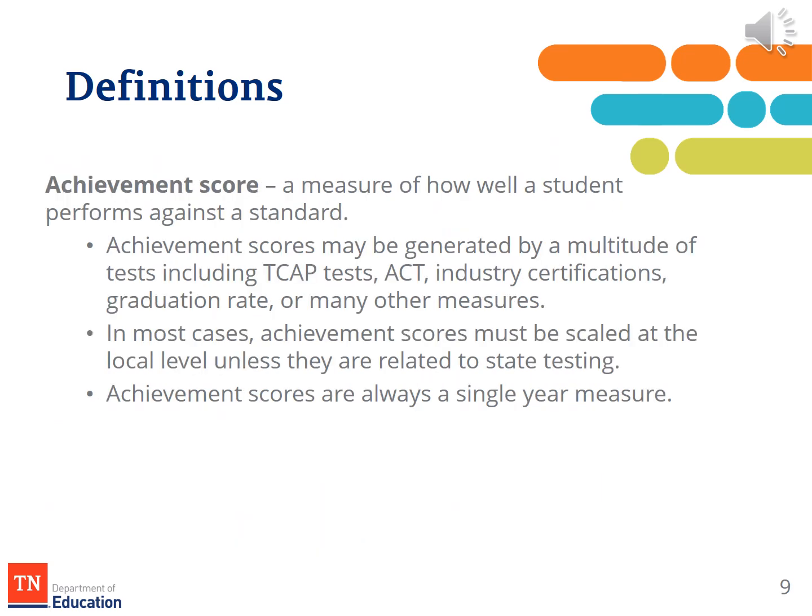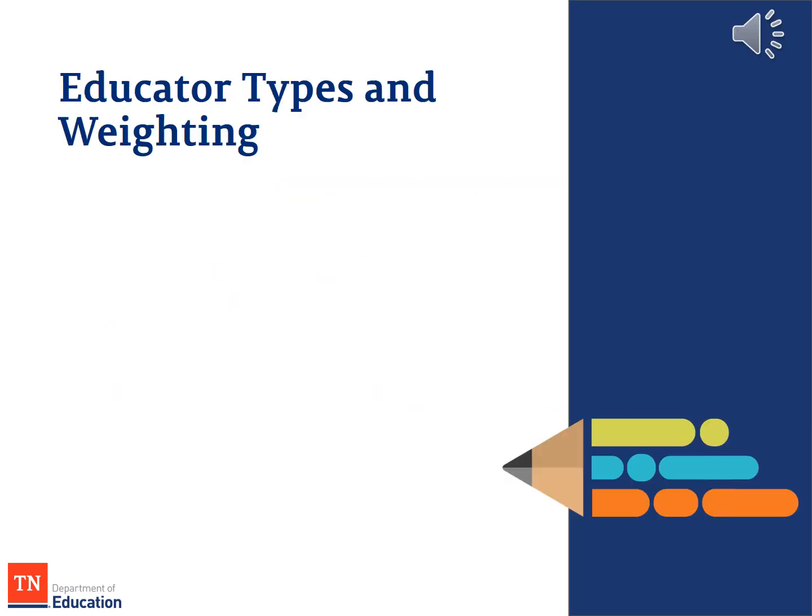Achievement scores measure how well a student performs against a standard. Achievement measures may be generated in a variety of ways and, unless related to state testing, are scaled at the local level. We will explore scale setting more deeply in a few moments. Achievement measures are always a single-year measure regardless of the individual measure selection. State Board Policy 5.201 states that an achievement measure must be closely related to an educator's assignment.